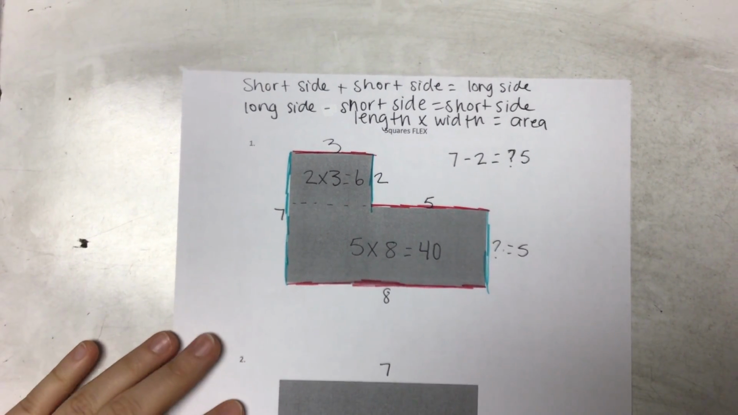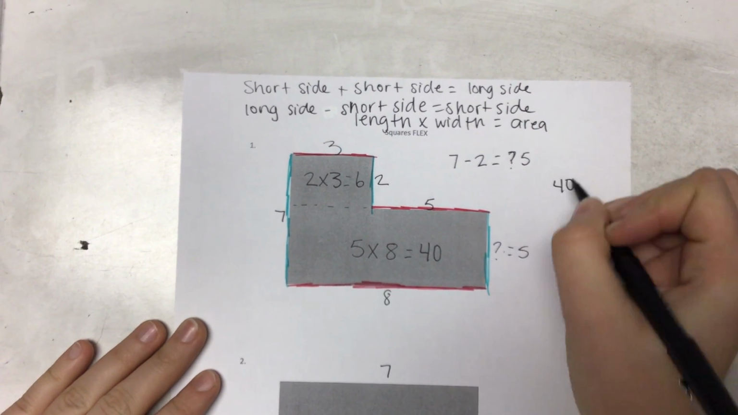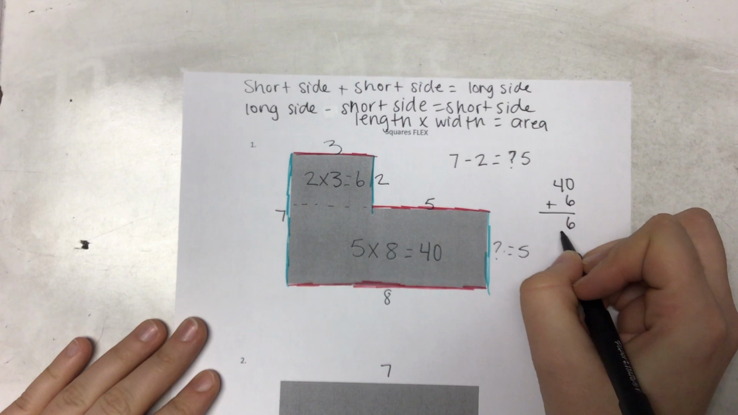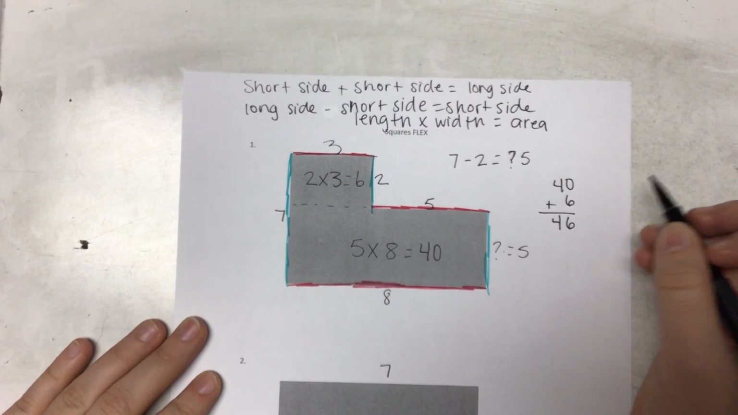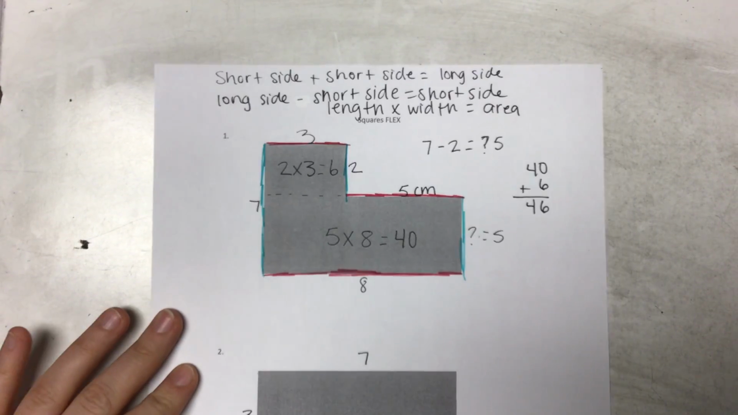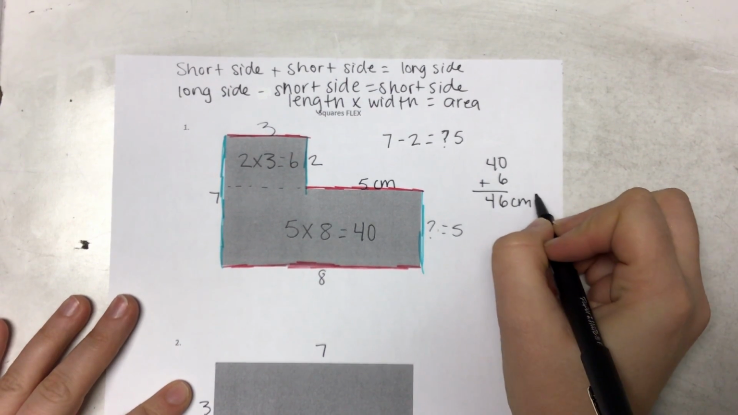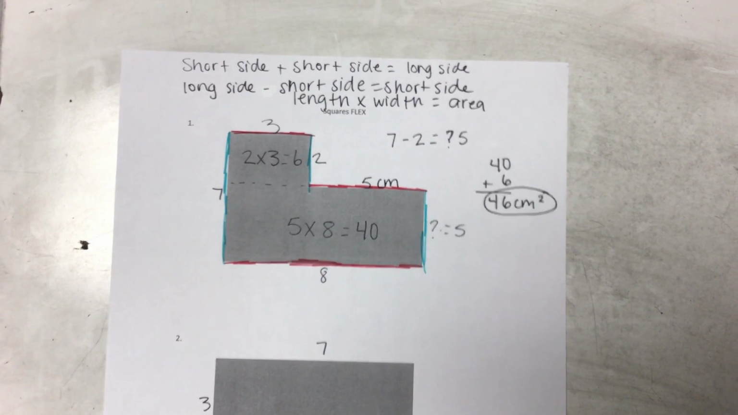My next step is to add them together. So I have 40 plus 6. When I add it, 0 plus 6 is 6. 4 plus nothing is 4. So my area is 46. I'm going to go ahead and label this so we can figure out how to label them. So we have 46 centimeters, remember, squared. Okay, good. So we're going to do another one.